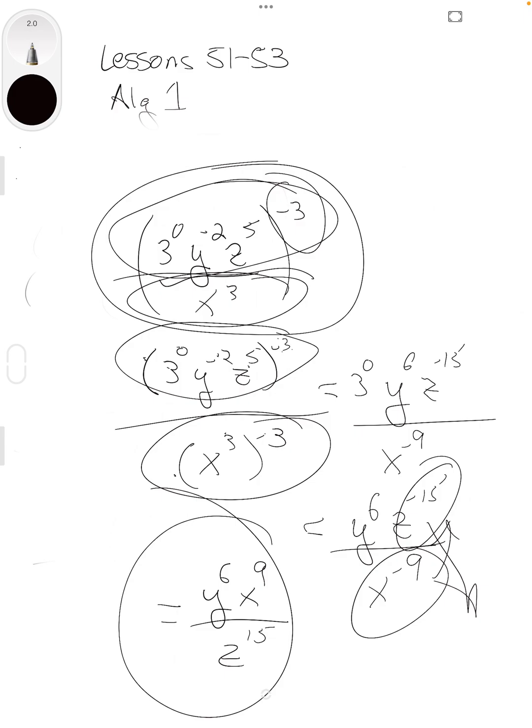If they were to say all the answers are in the numerator, you would say, okay, that's y to the 6th, x to the 9th, z to the negative 15th. So you're going to be asked to do one or the other of these.